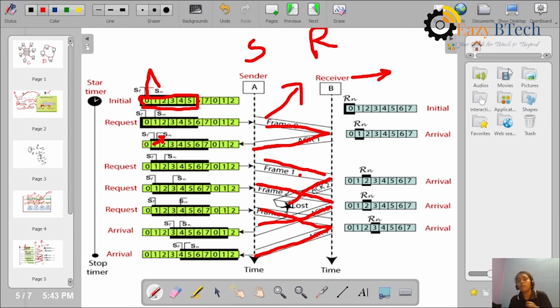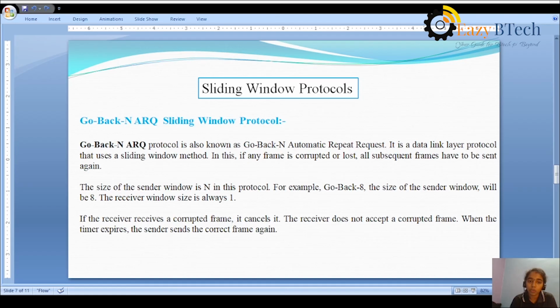There is one disadvantage of Go Back N. This particular protocol is suitable when there are few errors in a channel, but for large errors it is not suitable, and it is not flexible to use this type of protocol for flow control or error control. So for that we have the next type of sliding window protocol, that is selective repeat. So go for that.